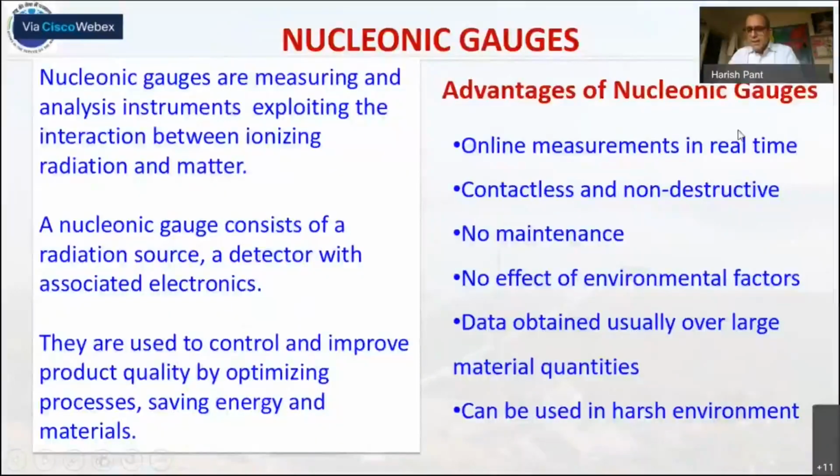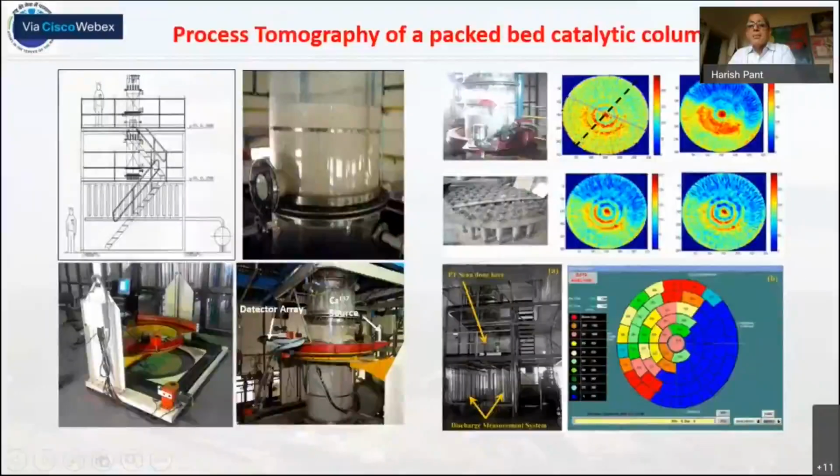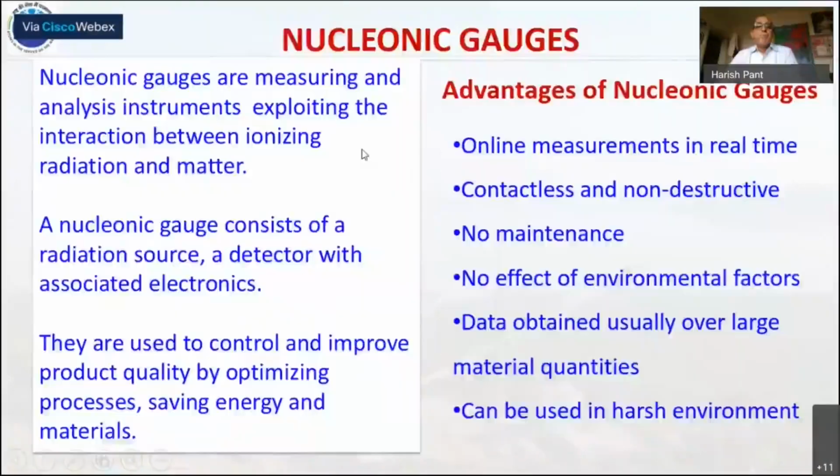You can see that these are 4 different images at 4 different process conditions. Where the blue color is there, it means there is less water, and where the red color is there, it means there is more water. So using the tomographic technique, one can find out the distribution of water across the cross section of this catalytic column. This is called process tomography.